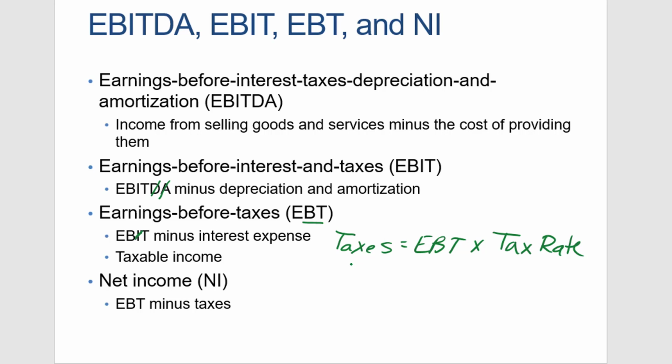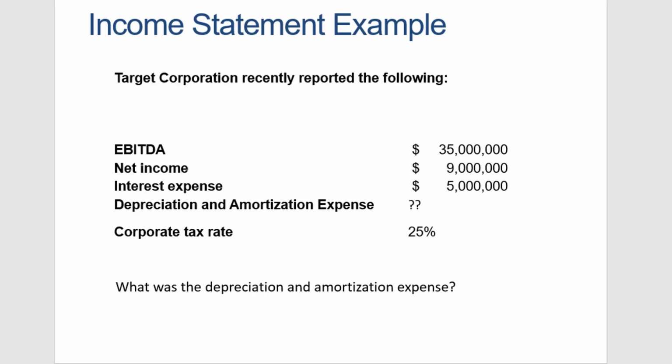Okay, so we'll do one income statement example together just to see how this all flows and works together. I'm going to set this up like we did before in Excel, but I'm going to show you how we can rearrange and solve for a different piece of this income statement. It's going to help us be really comfortable with how all these components fit together on the income statement.